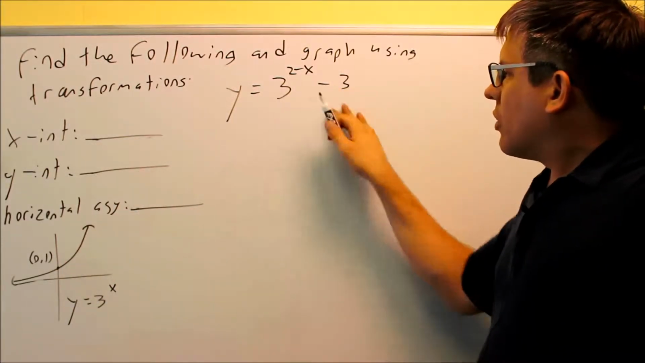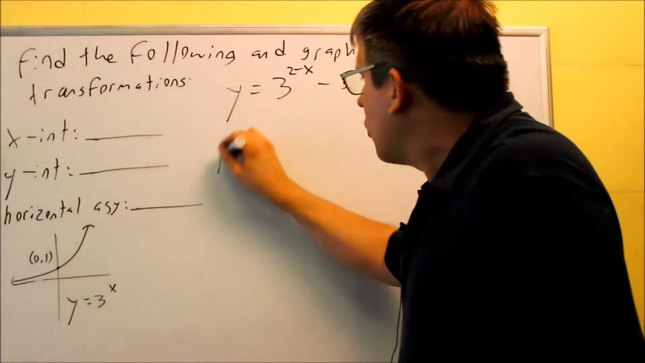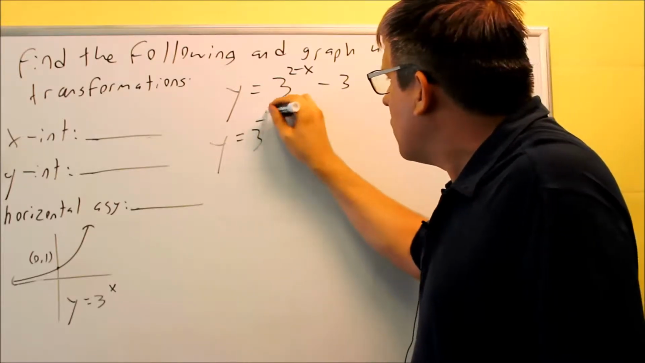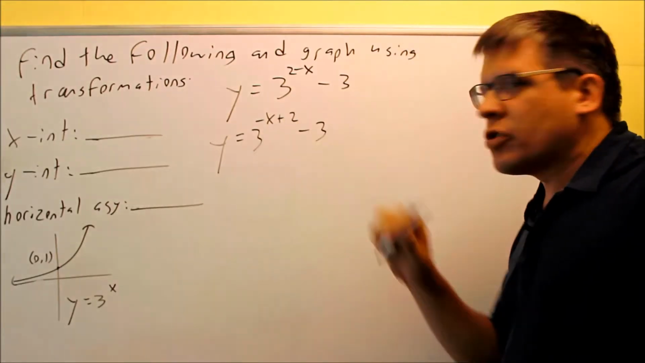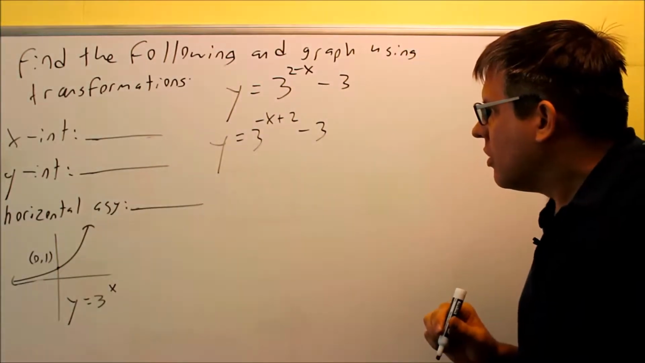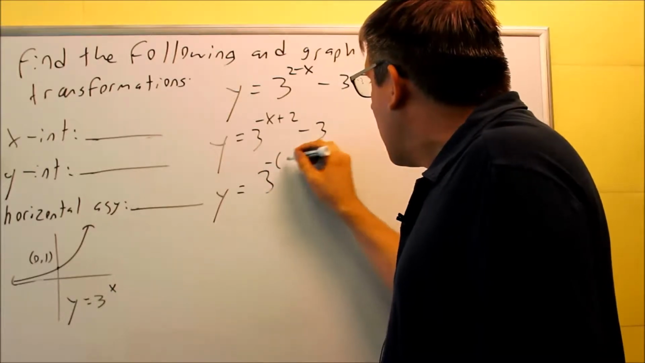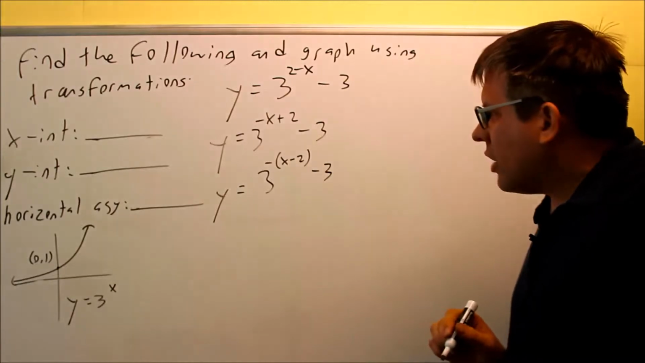Let's first take a look at this one to see what kind of transformation we actually have going on here. For this one, I need to make the x come first because with transformations, you always want the x to come first. So I'm going to first start by switching the order there, negative x plus 2. And then I'm going to factor out a negative, and I get x minus 2 there. So this is what we have left over.